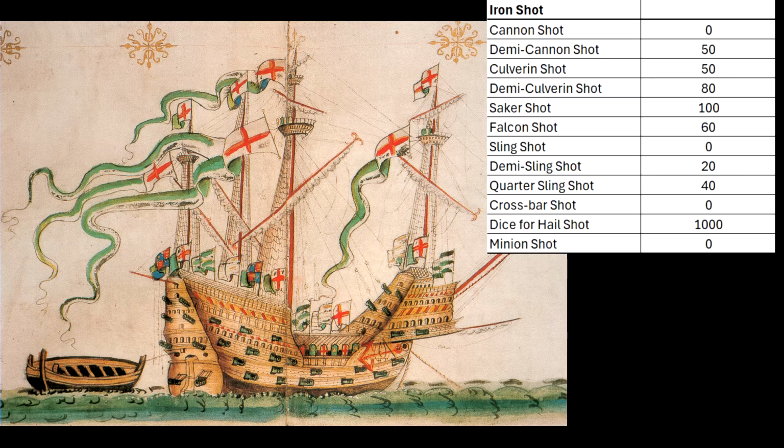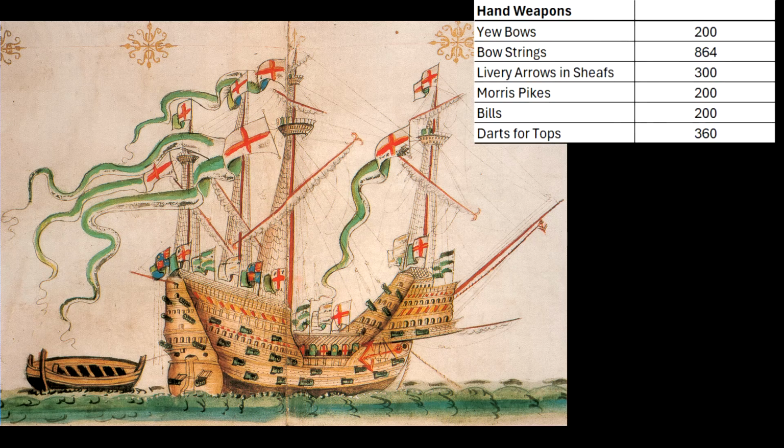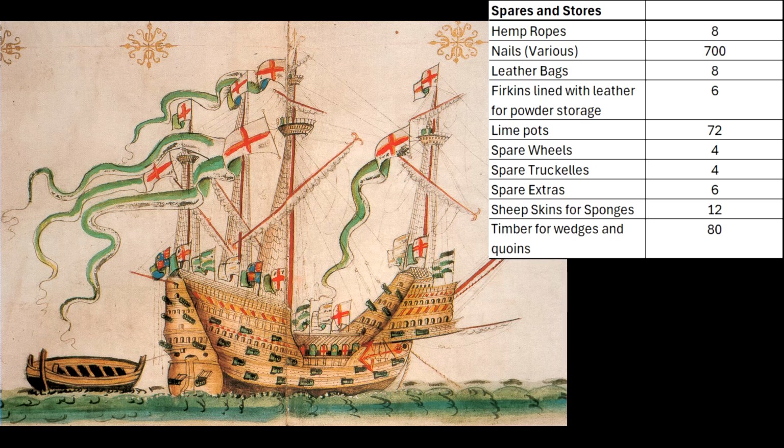Where you have similar guns on board, the allocation of shot per gun has also gone down slightly for iron shot, but proportional allocation in stone and lead shot for the more anti-personnel pieces has actually gone up quite dramatically. Offensive hand weapons have dropped very slightly, but defensive weapons, the pikes and the bills, have actually increased despite there only being the same number of soldiers aboard and slightly fewer crew. And there's a rather dramatic drop in tampions for the bigger guns, and an increase in the amount of paper for small guns and firearms, and spares and stores basically remain the same or slightly reduced, roughly in line with what you'd expect.